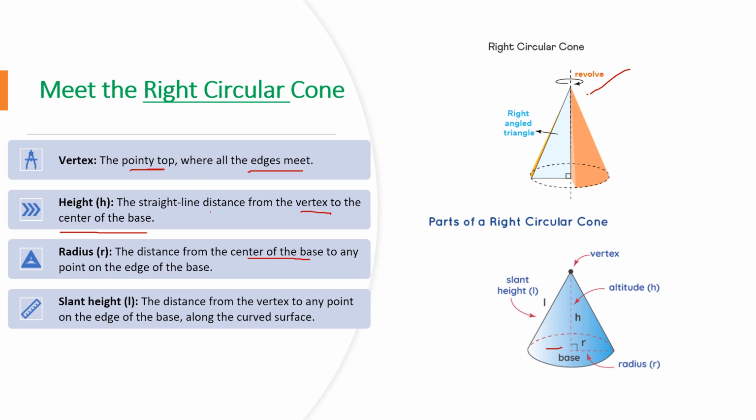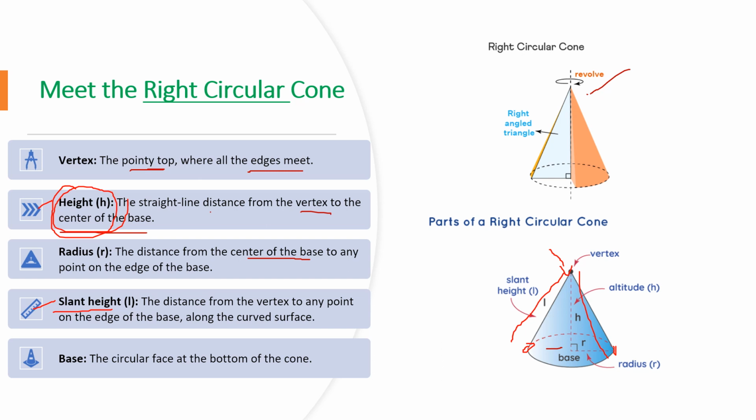The vertex. This is the distance from this vertex to any point on the edge of the base. We call this the slant height. See, there is a difference between this height and this height. And this is basically the altitude. It is a straight line from the vertex to the center of the base, whereas this slant height is from the vertex to the edge of the base. Okay.